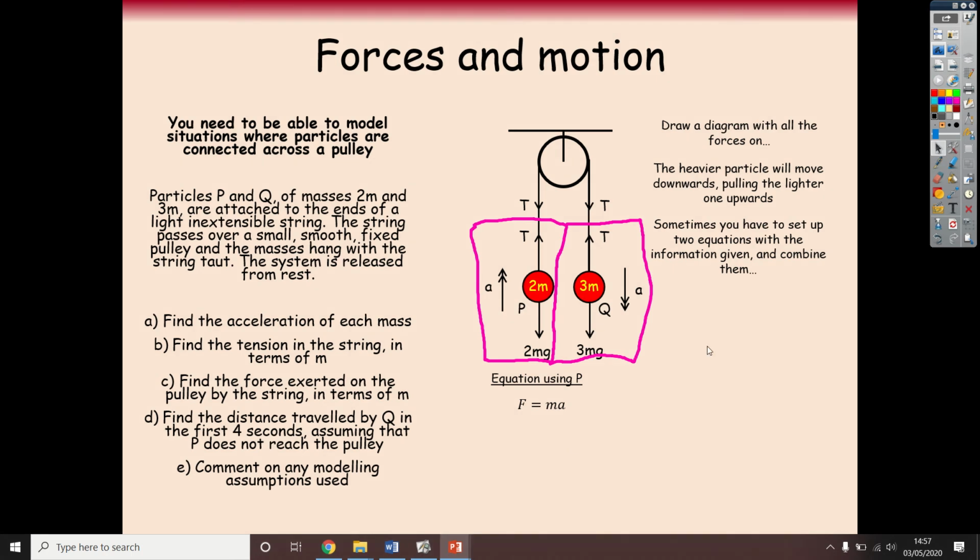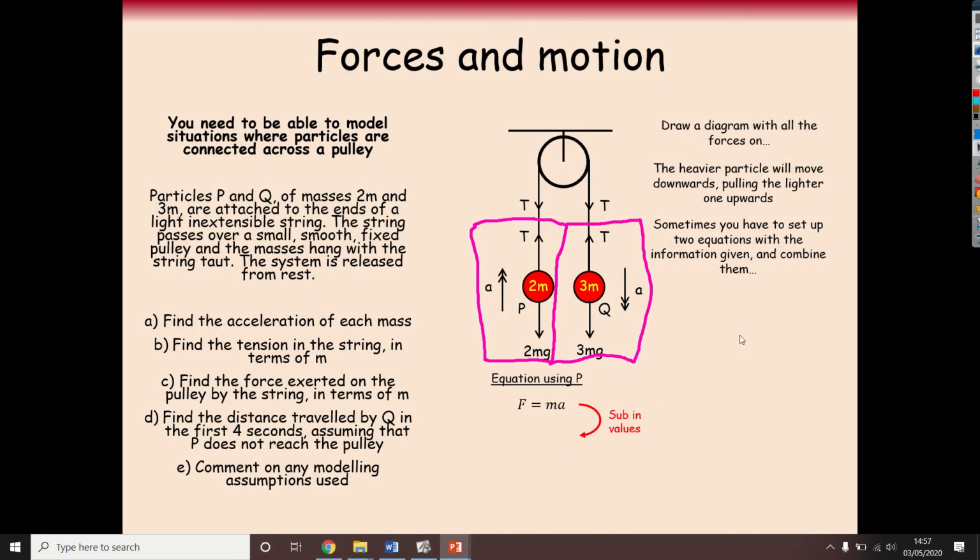So let's write an equation down. Newton's second law is our best buddy. Sub in the values, take upwards to be positive, same as the acceleration. You've got T minus 2mg equals 2m times a. If you want to rearrange, you can, but that's fine just to go on with for now.